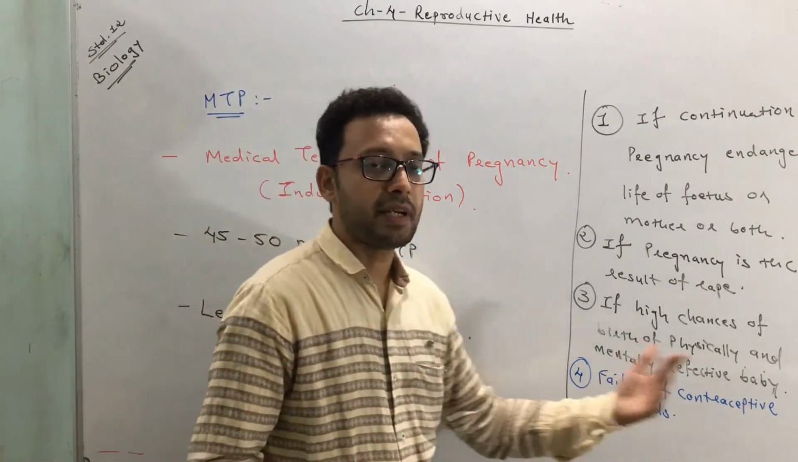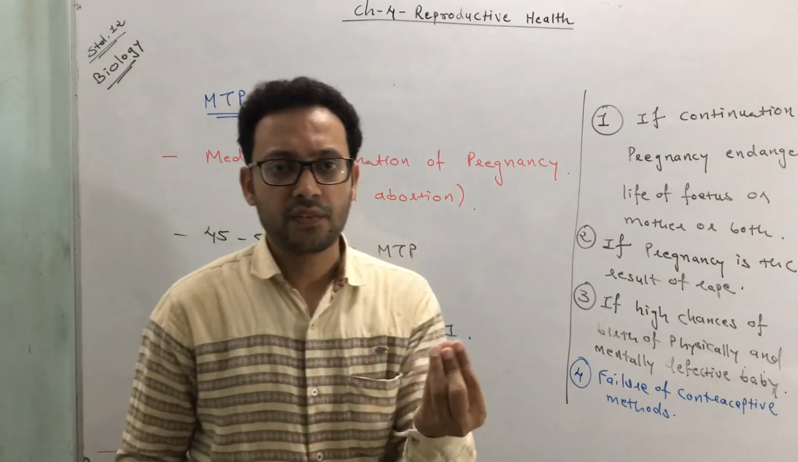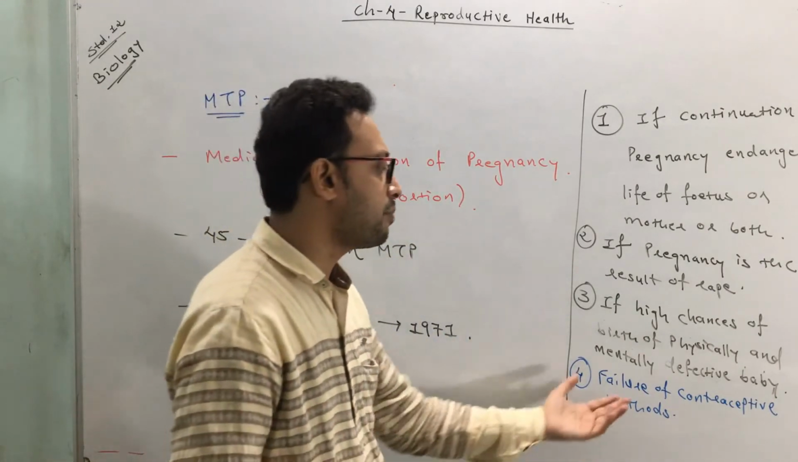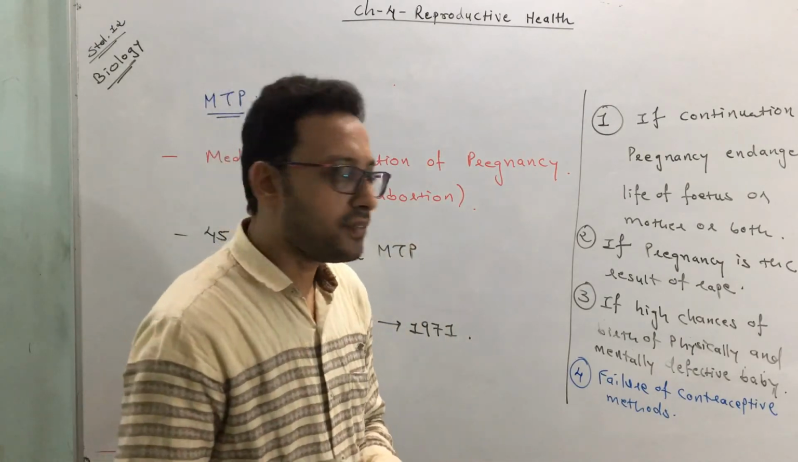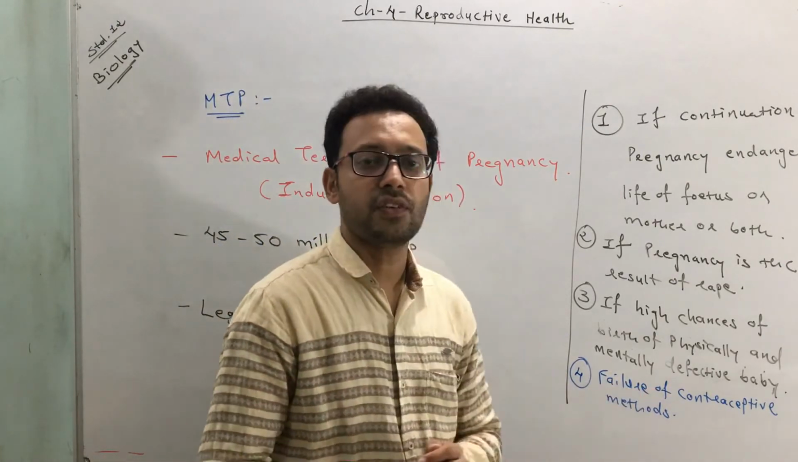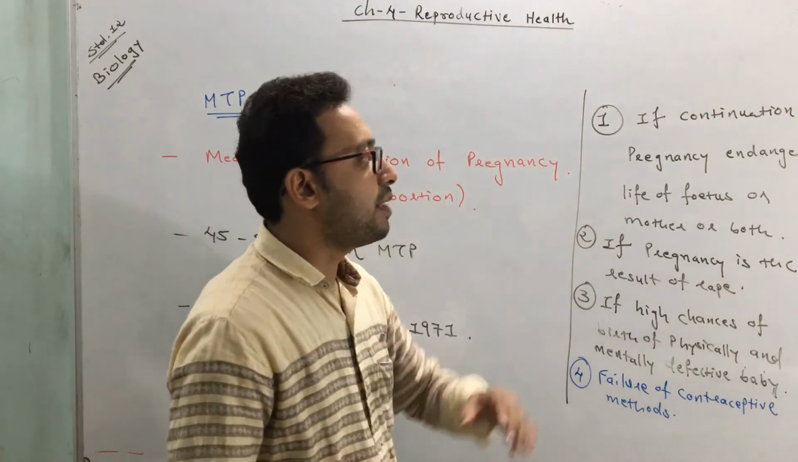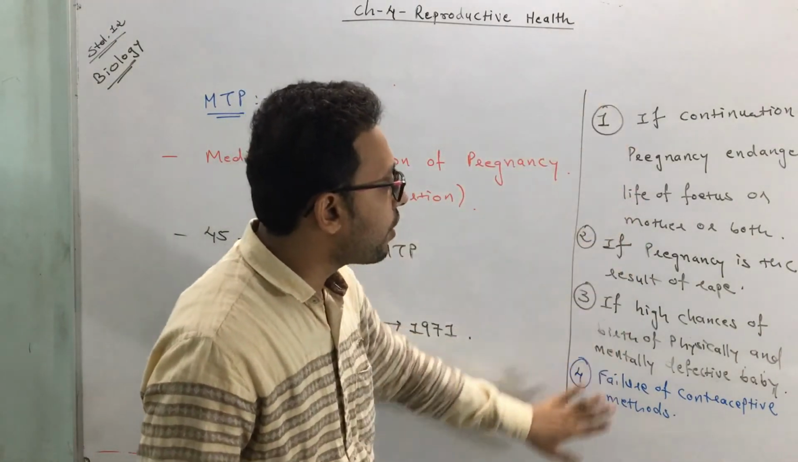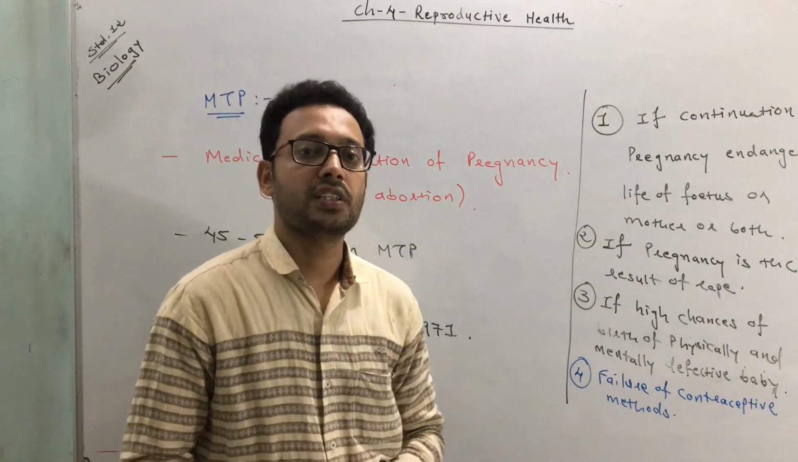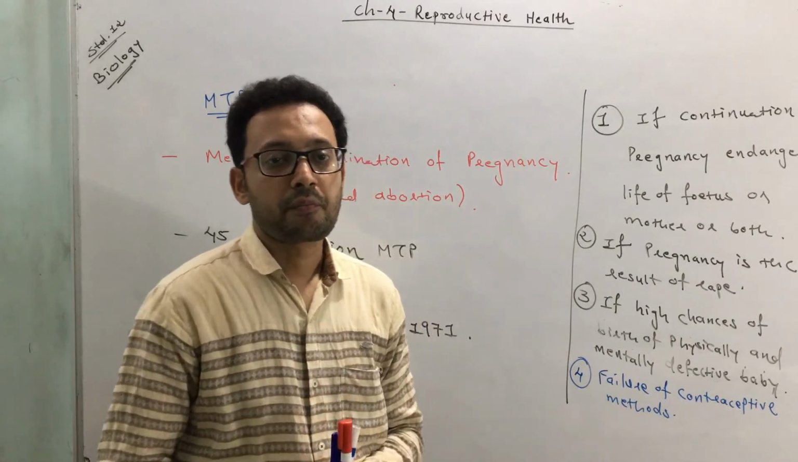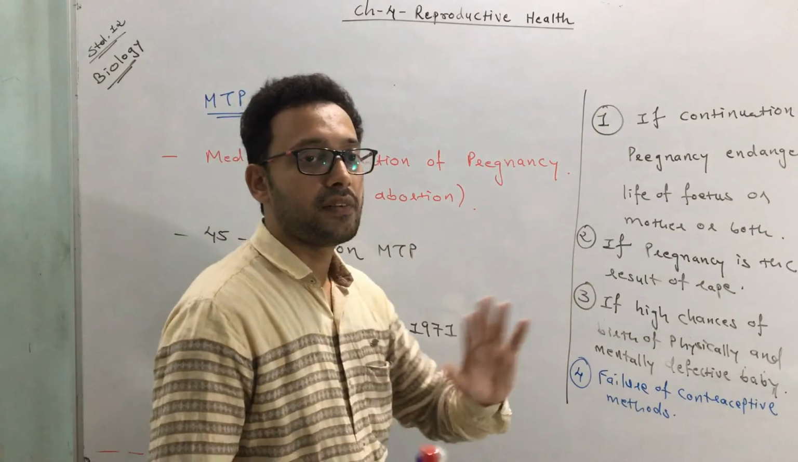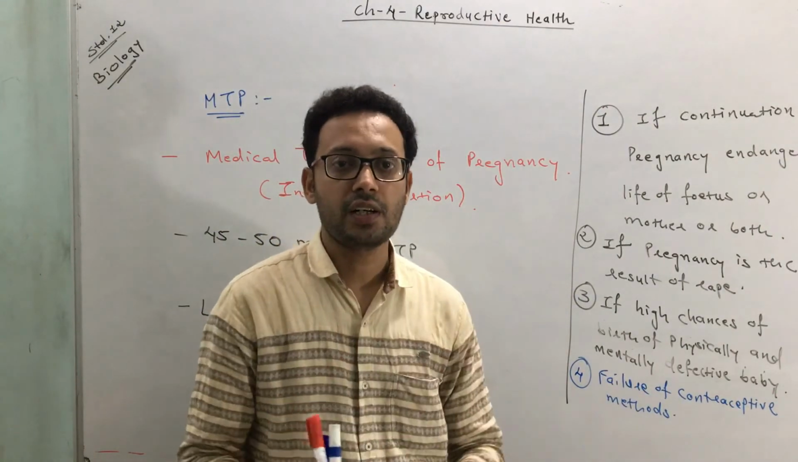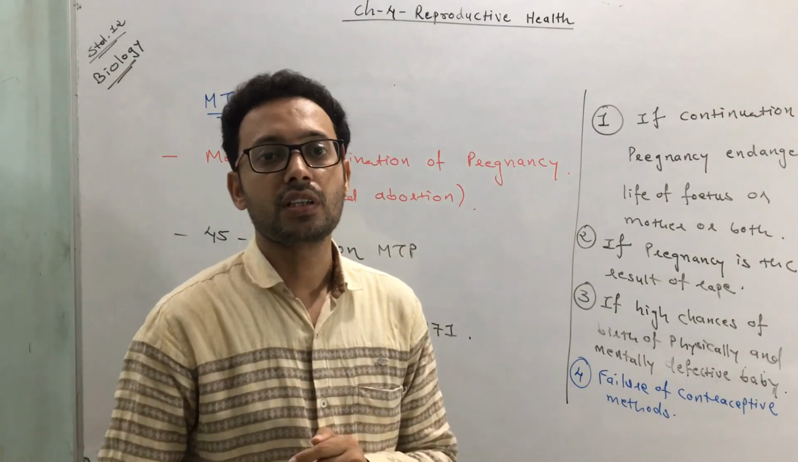But in most other methods, there is a 1 to 5% chance that pregnancy may result, and that is called a failure of contraception. So if the pregnancy arises due to a failure of contraceptives, in that case the MTP is allowed. So these are the only 4 circumstances or grounds on which MTP is allowed. Otherwise the MTP is not allowed, and there is strict implication in India.